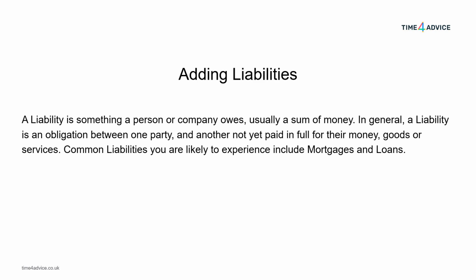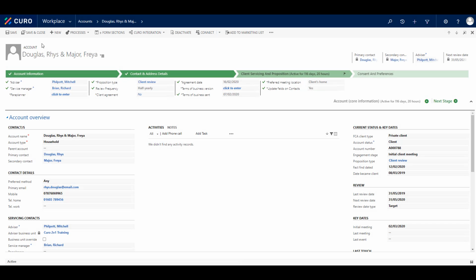A liability is something a person or company owes, usually a sum of money. In general, a liability is an obligation between one party and another not yet paid in full for their money, goods or services. Common liabilities you are likely to experience include mortgages and loans. In this video, we will add a liability to a household account.